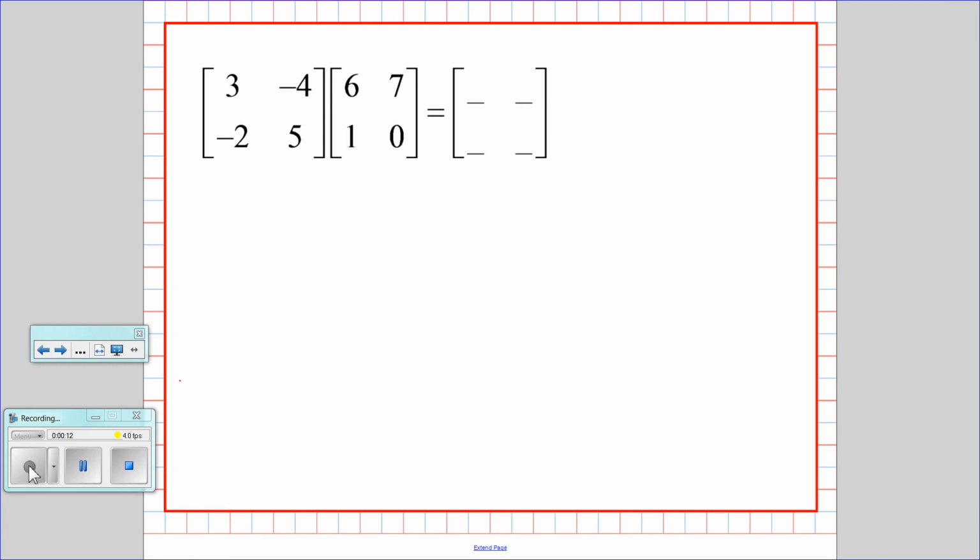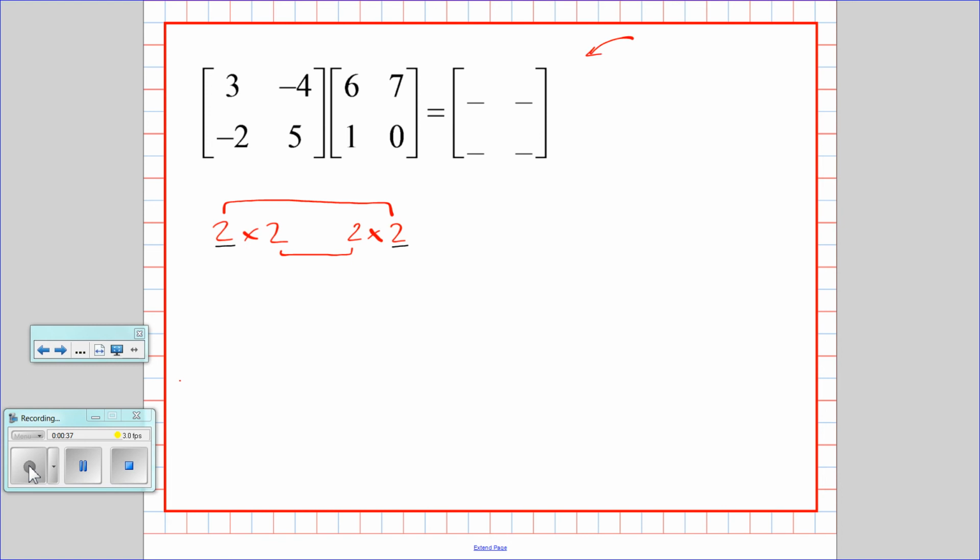Okay, so the first thing we do is we figure out the dimensions. We're multiplying a 2 by 2 times a 2 by 2 matrix. Since the interior dimensions are the same, we know this is okay. The exterior dimensions give us the dimensions of our answer matrix, 2 rows and 2 columns. So I've already set that up here.